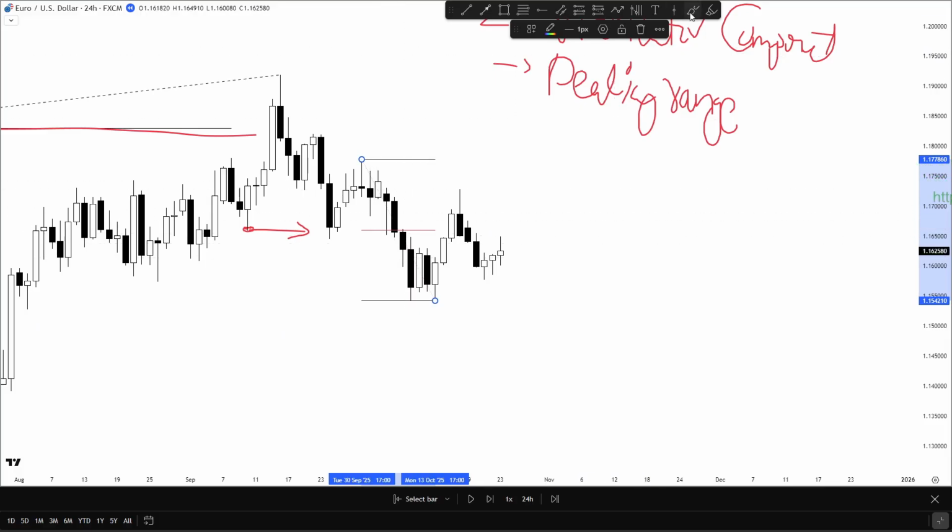The first thing that you can see here is that we've got this high, and this high is a significant high because not only it tested a higher time frame key level in the form of this order block and in the form of a weekly order block, but also this high led to this low being broken.